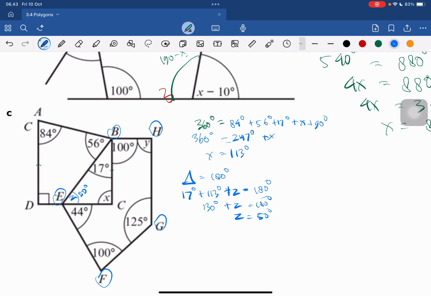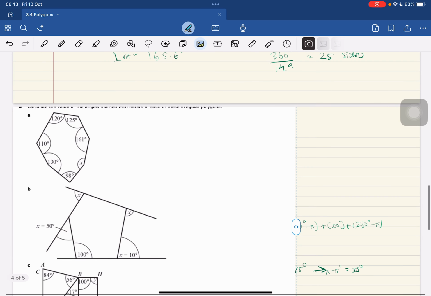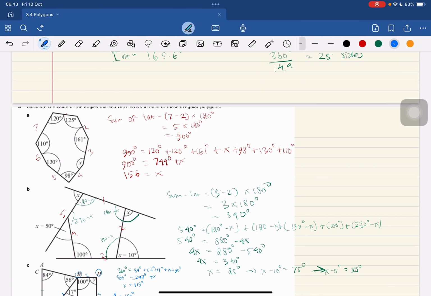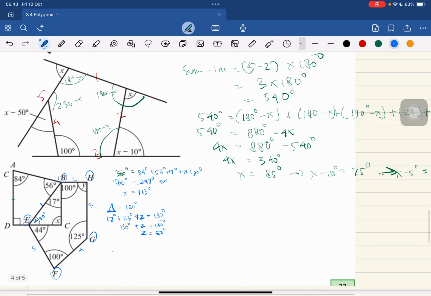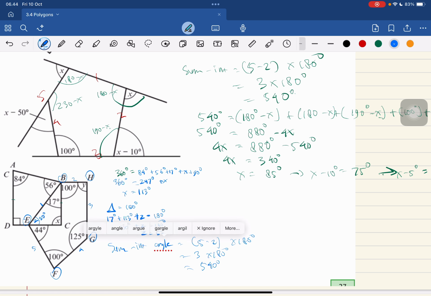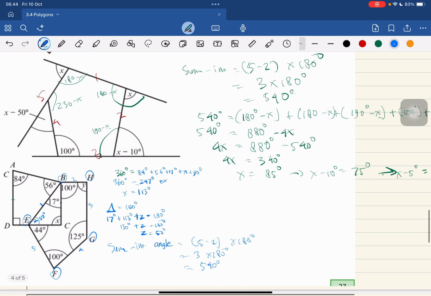Okay, we got it. So what is the sum of these interior angles? Let's count: 1, 2, 3, 4, and 5. 5 angles. We remember the sum of 5 angles we did before. The sum of interior angles of 5 sides is 5 minus 2 times 180 degrees. So 3 times 180 degrees, which gives us the answer of 540 degrees. So let's find the y.